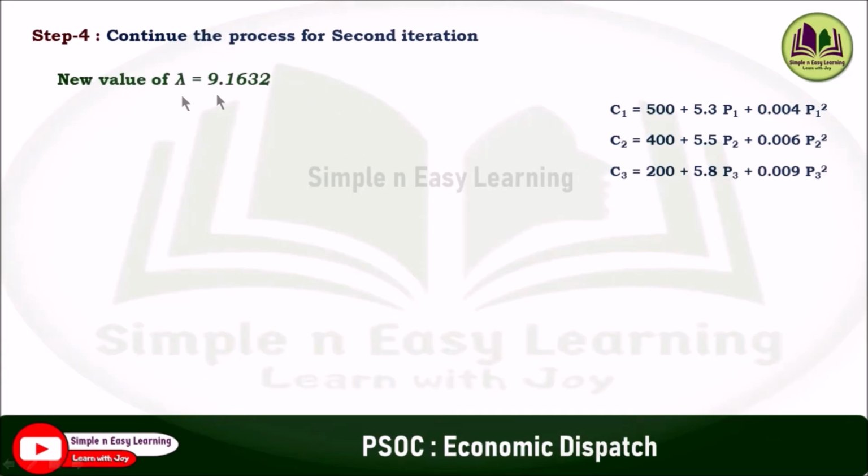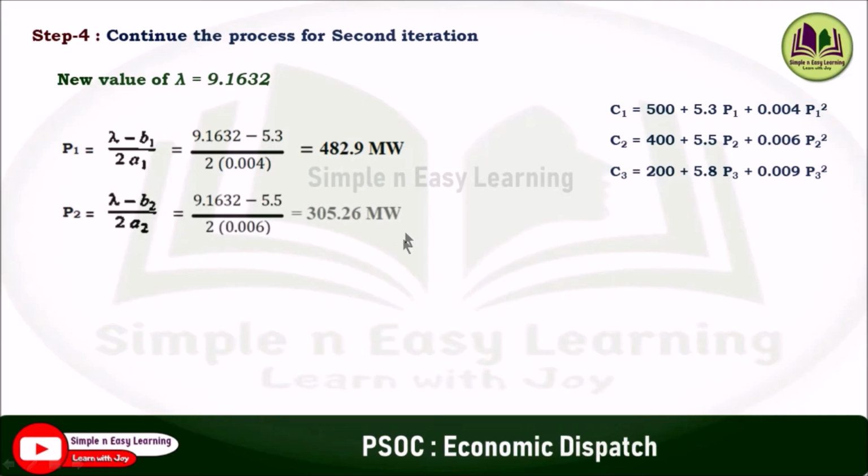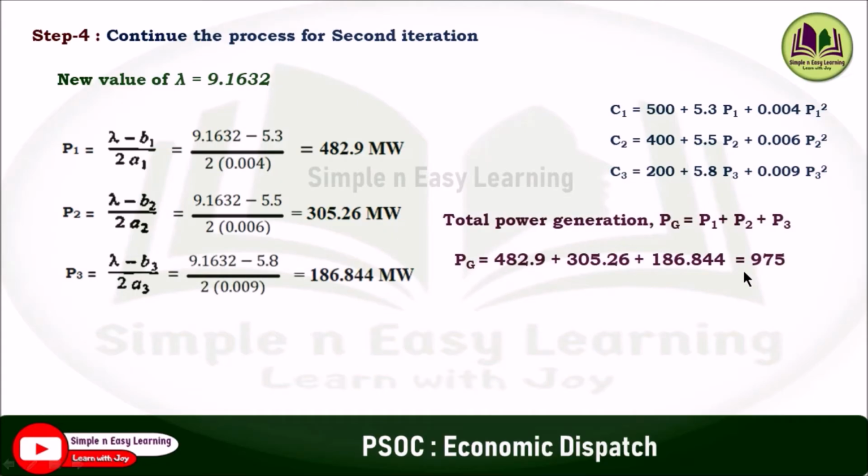The new value of lambda is 9.1632. So for that, P1 equal to 9.1632 minus B1 divided by 2 into A1. So you'll be getting 482.9 megawatt. P2 is equal to 305.26 megawatt and P3 is equal to 186.844 megawatt. Now the total power generation will be 975 megawatt. So if you are adding all the 3 units power, you will be getting 975 megawatt.